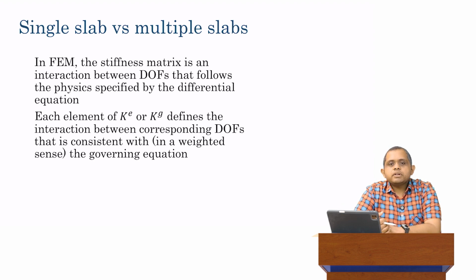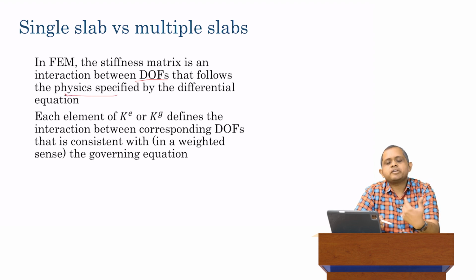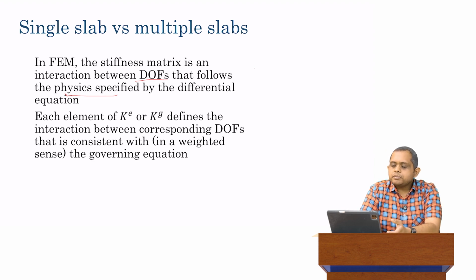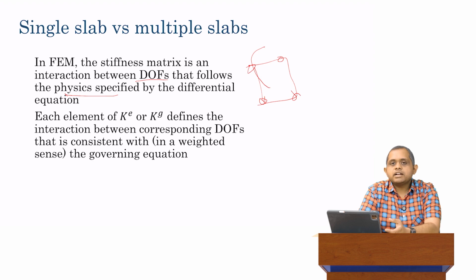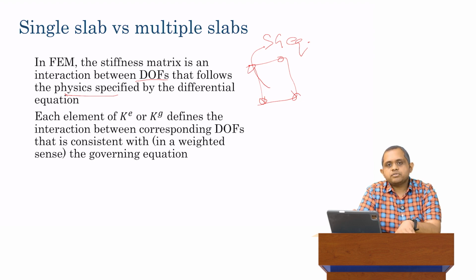Let me try to redefine the stiffness matrix. So far we've been talking about the stiffness matrix as a mathematical formulation. But the stiffness matrix also means something physically. The stiffness matrix in FEM is basically an interaction between the degrees of freedom, and that interaction is defined by the physics that's specified by the differential equation. So for example, if I again consider one element, this entire element is defined by the Sophie-Germain equation, that's our physics. And we saw that approximating this physics, we can come up with a stiffness matrix.